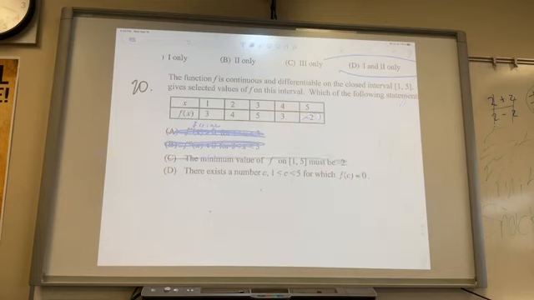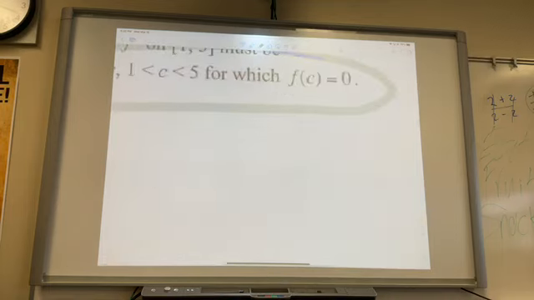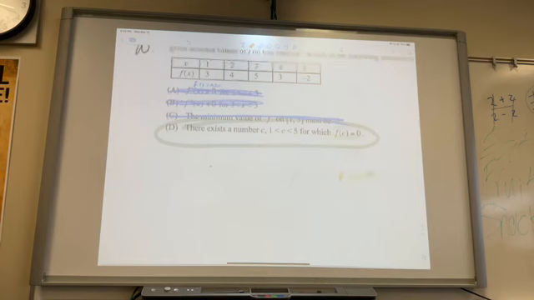But let's think about this. Hey, guys, listen, this is kind of important. Whenever it says f of c, you're almost always using IVT. When it says f prime of c, you're almost always using MVT.